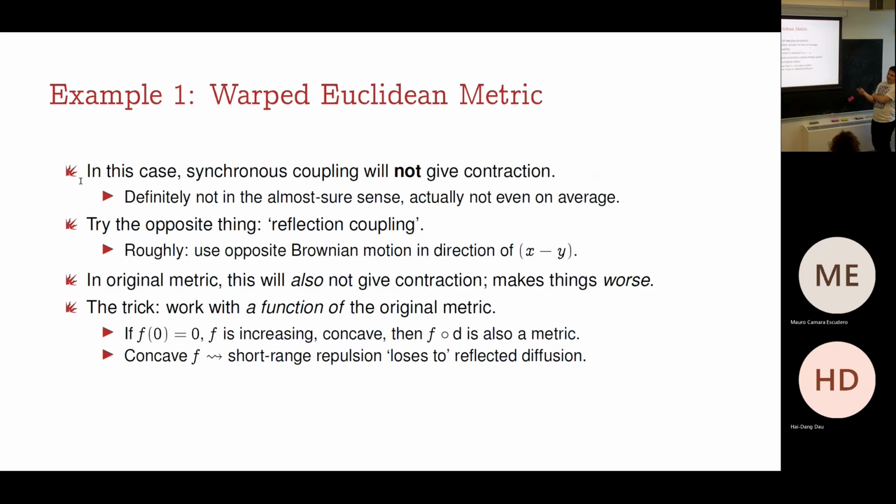Okay, so in this case, when you don't have global contractivity and you even have a bit of repulsion, you know that synchronous coupling will not work. At least, definitely not in the almost sure sense, because we know that when they get close enough, you are actually pushing them apart. But you can probably show in some cases that you can't even get it in the average sense. Okay, so we have to try something else.